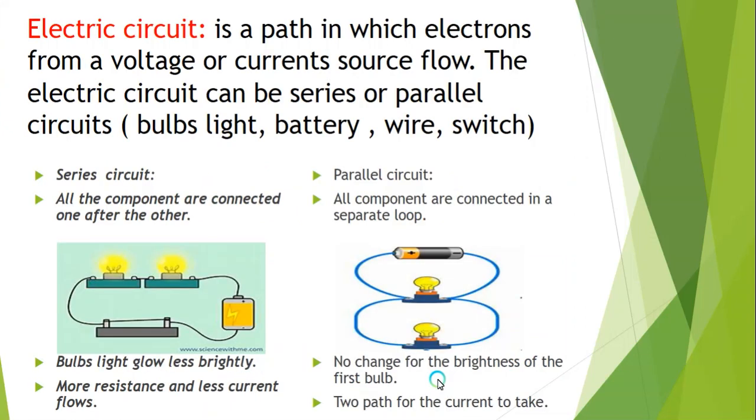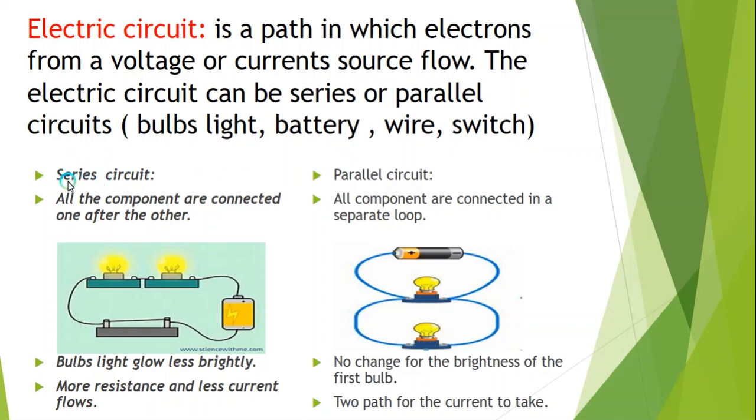And then after that, we're going to define first the meaning of an electric circuit. An electric circuit is the path in which electrons from the voltage or current source flow. You know that electricity is formed by electrons that flow inside the wires. The electric circuit can be a series or a parallel circuit. Each of those kinds of electric circuit should be composed of different components. The first ones are: bulb, battery, wire, and switch.